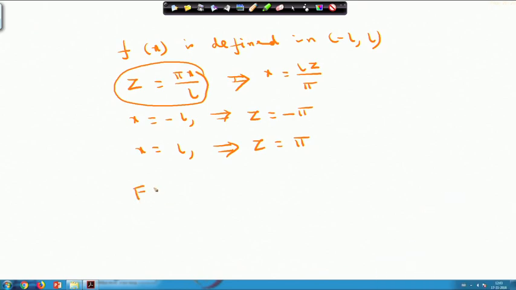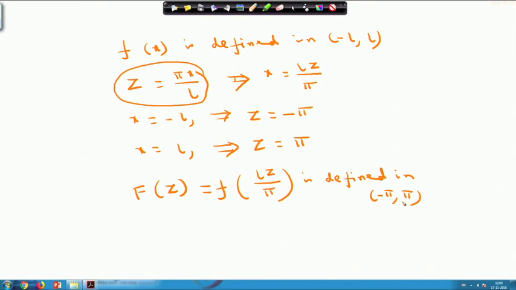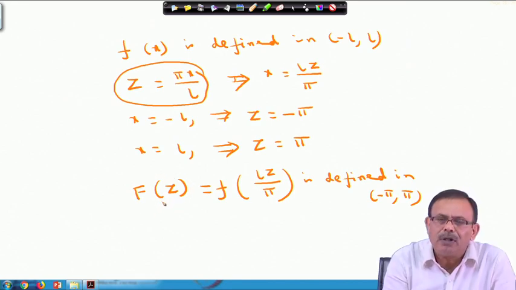Hence, I can say that I am creating a new function capital F(z), which I can define as f of L z by pi, which is nothing but f(x), where x equals L z by pi, and it is now defined in minus pi to pi. Once it is defined in minus pi to pi, I can expand capital F(z) in terms of Fourier series, because I know the Fourier series of a function f(x) in minus pi to pi.